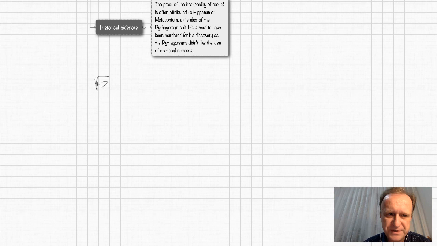Let us suppose that the square root of 2 is a rational number, and let us try to use logical steps that would lead us to some contradiction here. So let us suppose that the square root of 2 is p over q, where p and q are both positive integers, because the square root of 2 is positive. And let us suppose that p and q are in their lowest terms.